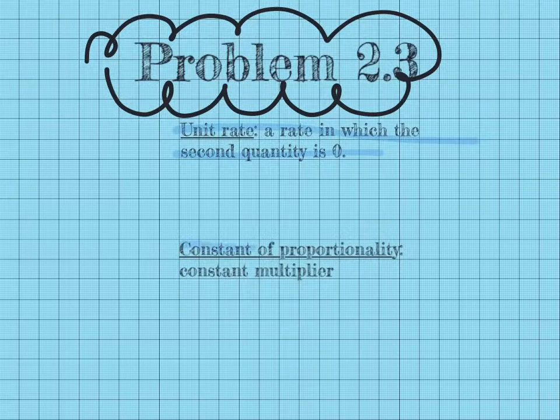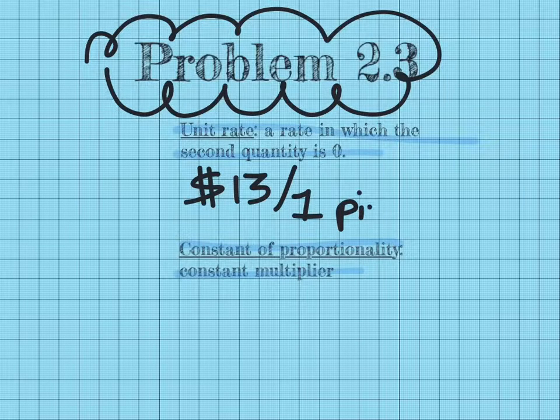We are currently in problem 2.3, and last week we talked about the words unit rate and constant of proportionality. Recall that unit rates are things like the amount of money per one pizza or the amount of miles in 1 hour. The constant of proportionality is the constant multiplier.